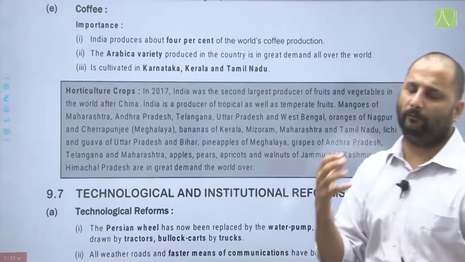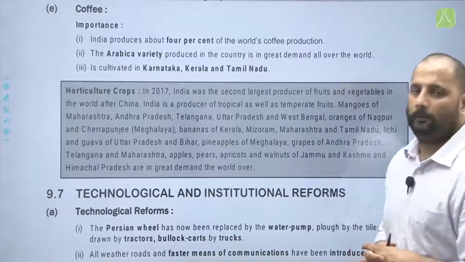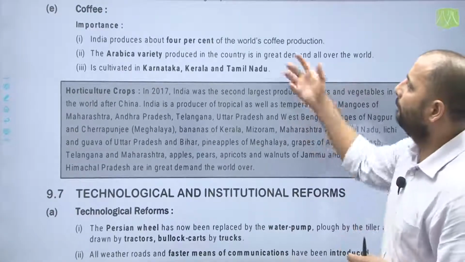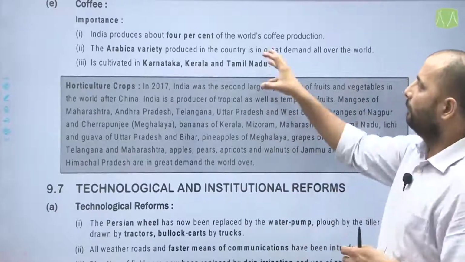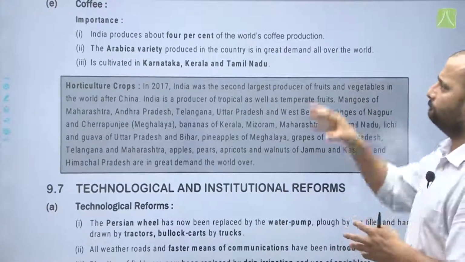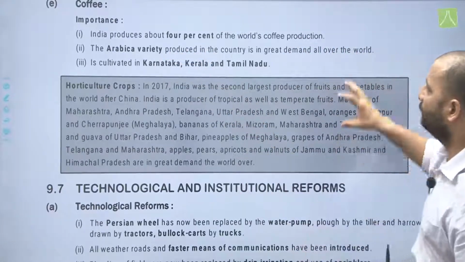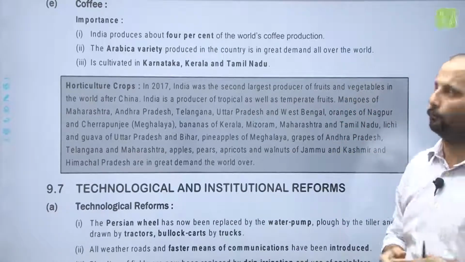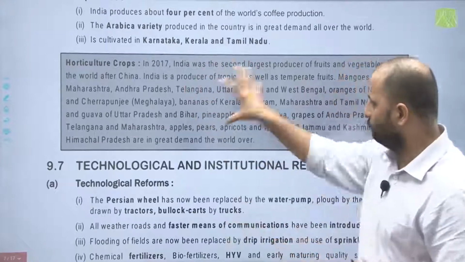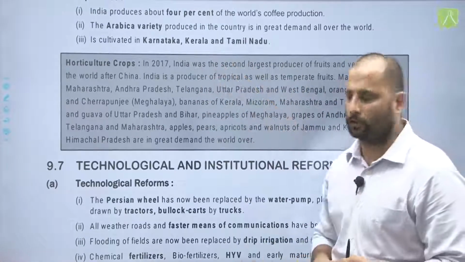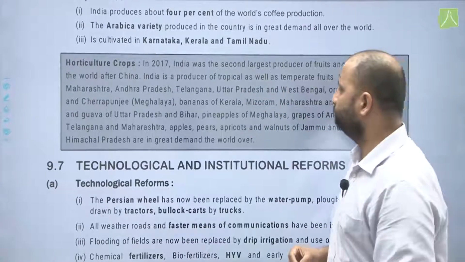Coffee: India is known for its Arabica variety of coffee, which was introduced through Yemen by the British in India. This Arabica variety belongs to Yemen and is cultivated in the Baba Budan hills. India produces about 4% of the world's coffee. The Arabica variety produced in the country is in great demand all over the world. Next, you can go through horticulture crops: 2017, second largest producer of fruits and vegetables in the world after China.